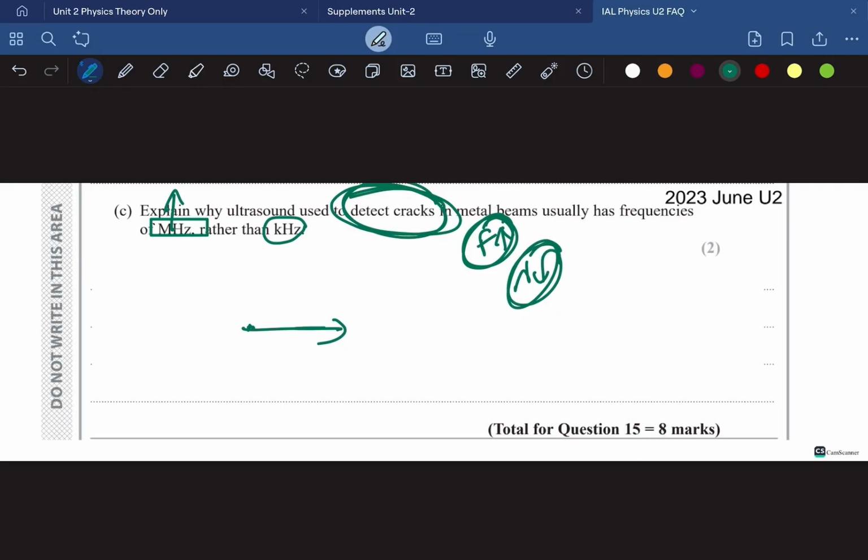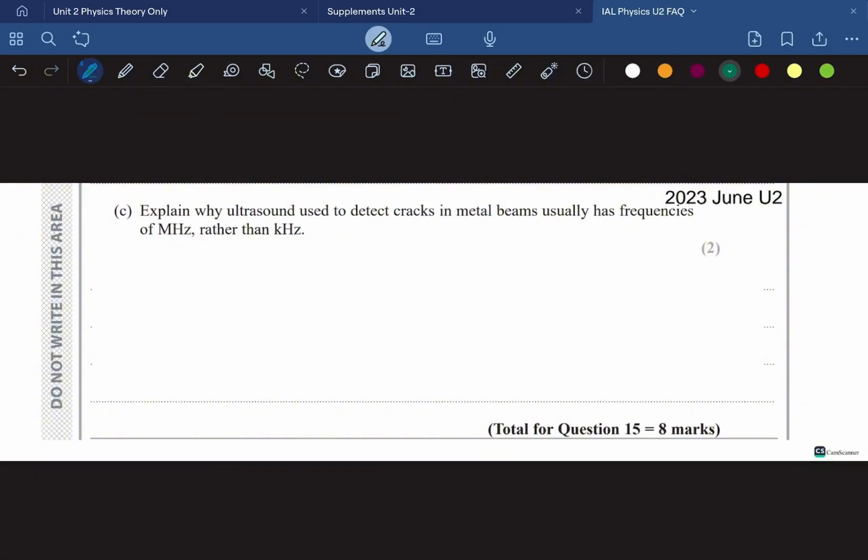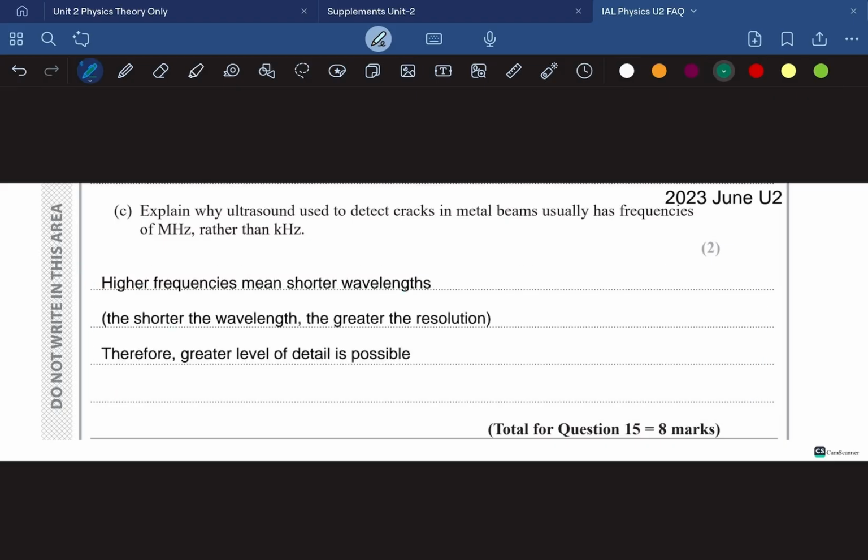This is what the de Broglie wavelength has said. The smaller the wavelength, the greater it will diffract when you pass it through the slits, and the greater it diffracts, the better resolution of the cracks we will get, or the better structure of the cracks we will be able to figure out. So this is going to be our answer. A greater level of detail is possible, and the greater the resolution is, the smaller the wavelength. And the reason behind smaller wavelengths is the higher frequency.